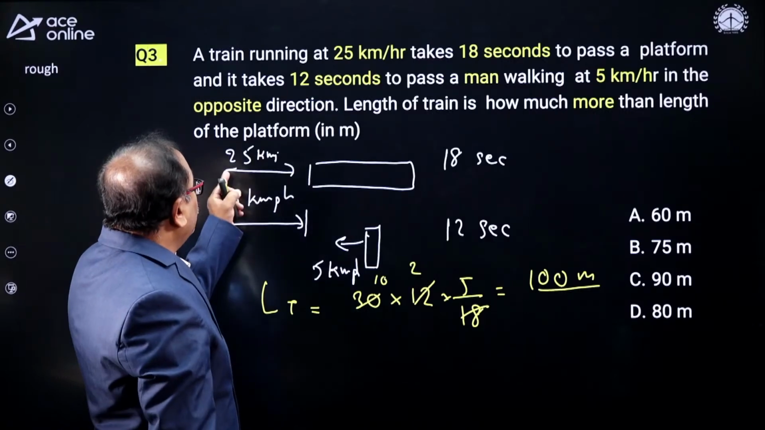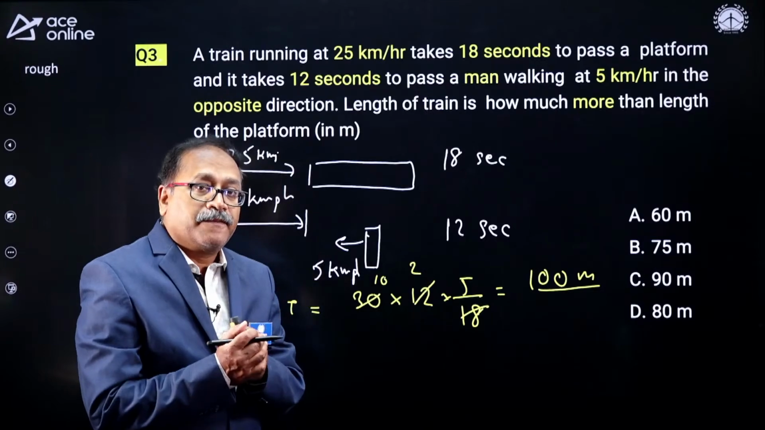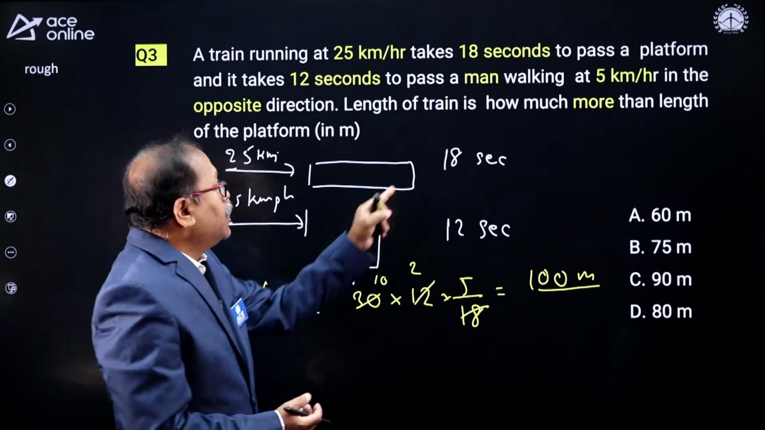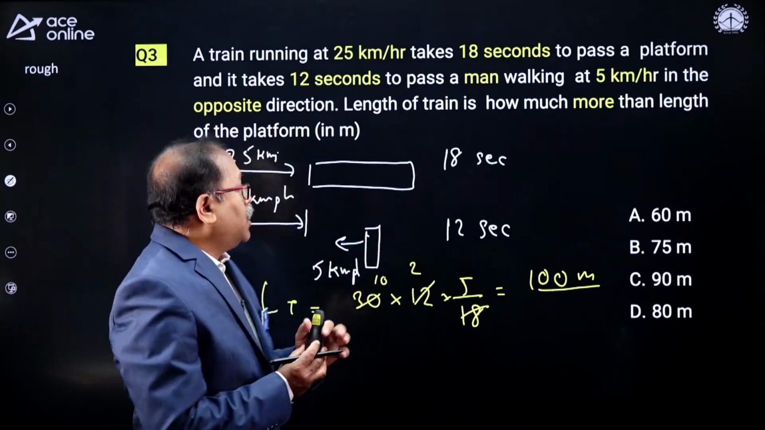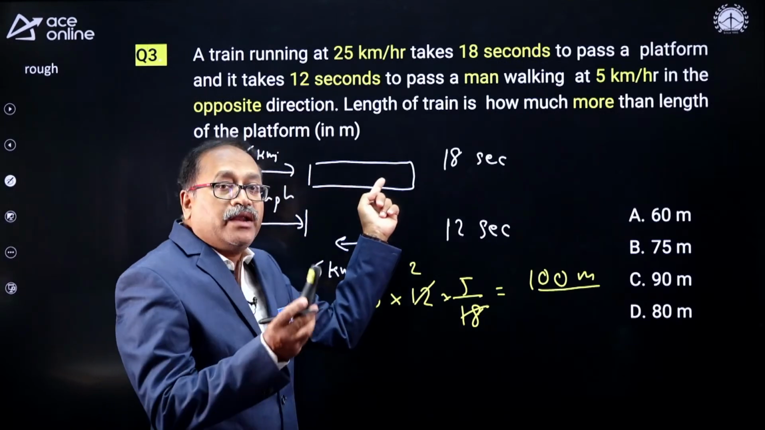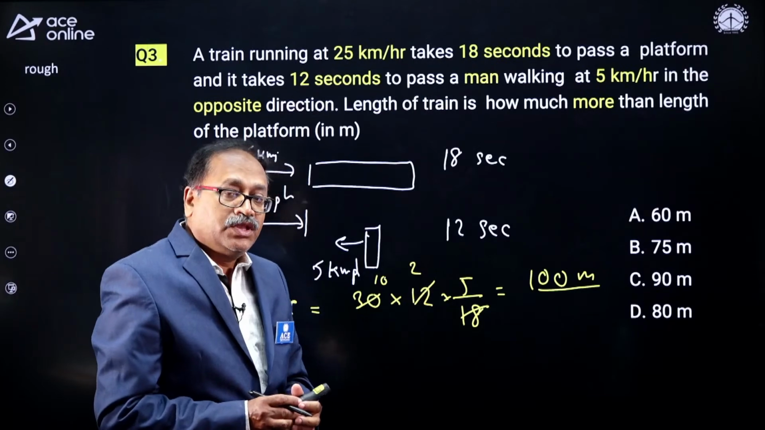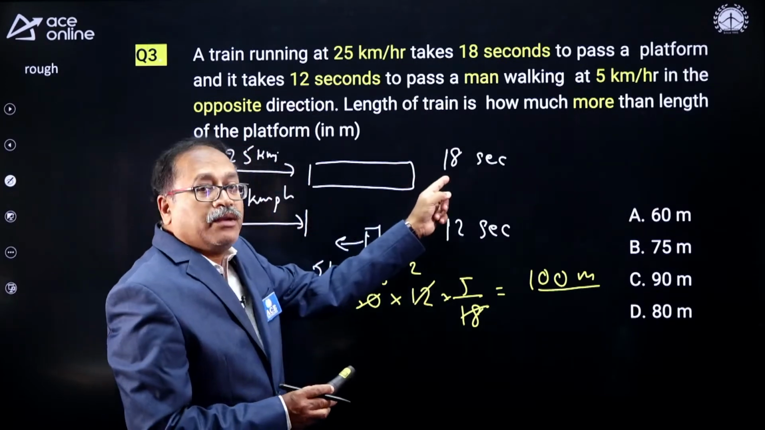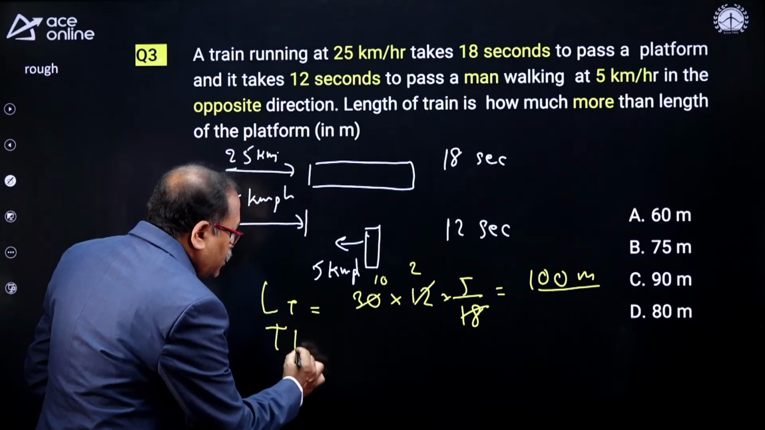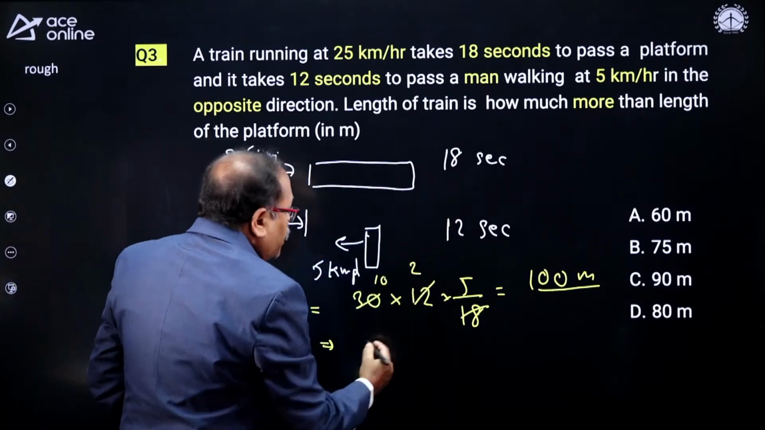This 100 meter is the length of the train. Okay, what I can do over here, I know that the platform is stationary and the train is moving with a speed of 25 km per hour and it takes 18 seconds. By using this information, I will get the total distance of the train and the platform, in which I already know the length of the train. So let's multiply this speed into time and get the total distance. I am writing TD, which is total distance. The total distance is equal to 25 into 18.